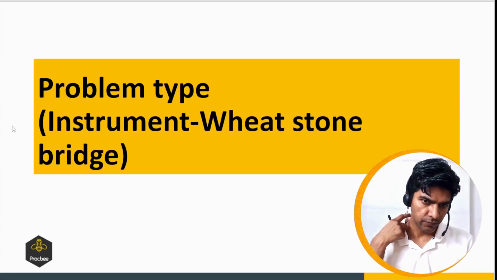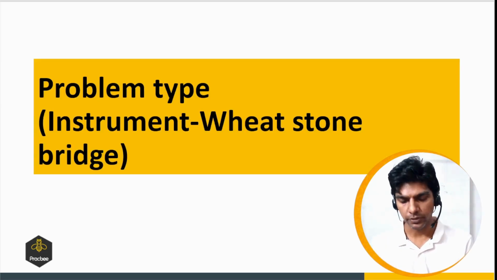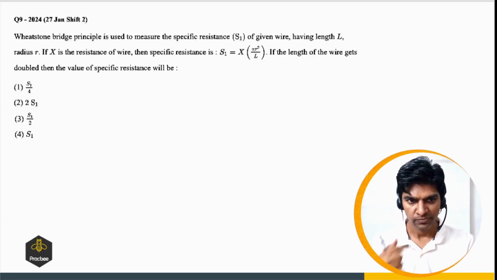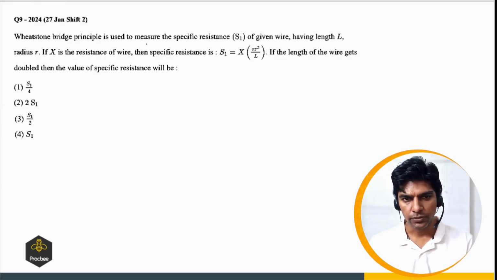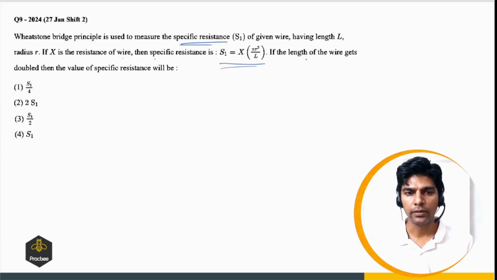Now let us see the next instrument, that is Wheatstone bridge. Okay, so Wheatstone bridge principle is used to measure the specific resistance S1 of a given wire. Specific resistance is nothing but the resistivity of the wire. Having length L and radius R, if X is the resistance of the wire, the specific resistance will be given by this formula, X times pi R square by L. If the length of the wire gets doubled, then the value of specific resistance will be.